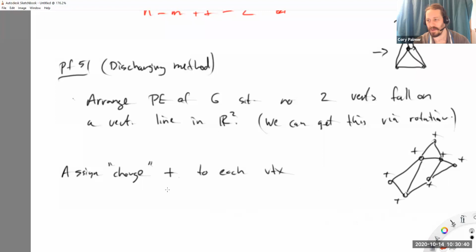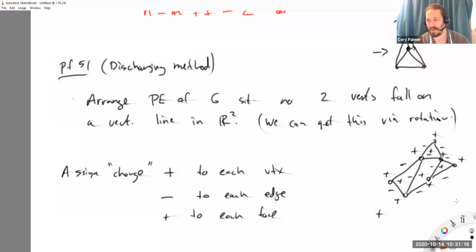Assign charge plus to each vertex, a minus to each edge. So you have a minus sign, and I like to think of this sign as being in the middle of the edge. So you have a minus on each edge. And a plus to each face. So on the inside of each face, I draw a plus. And the exterior face is also a face, so there's this extra plus floating out here. So just assign pluses and minuses to all these elements here.